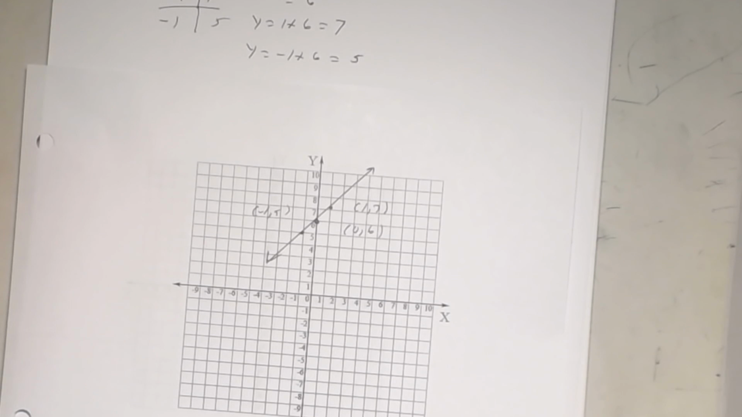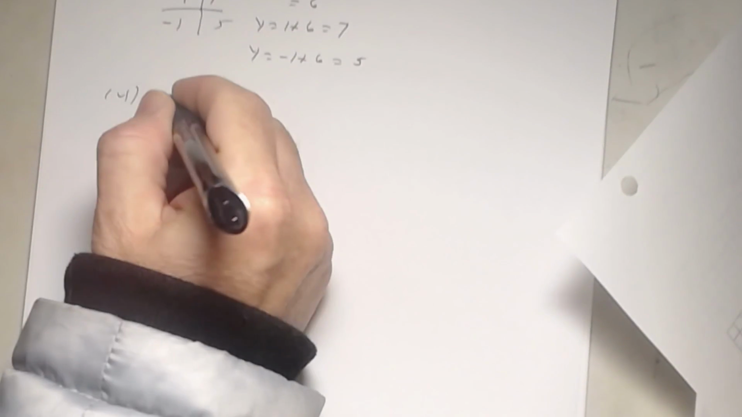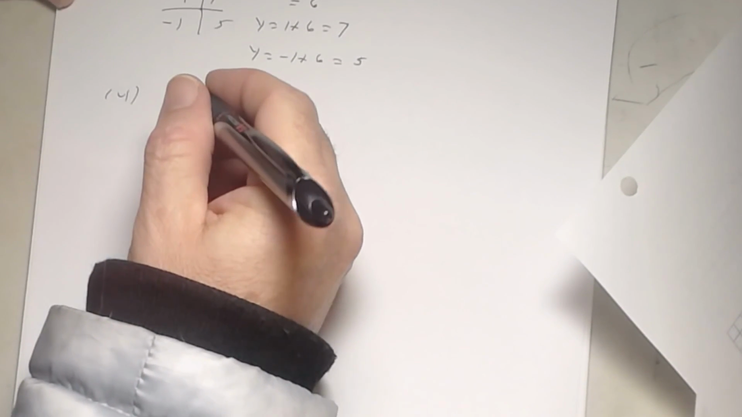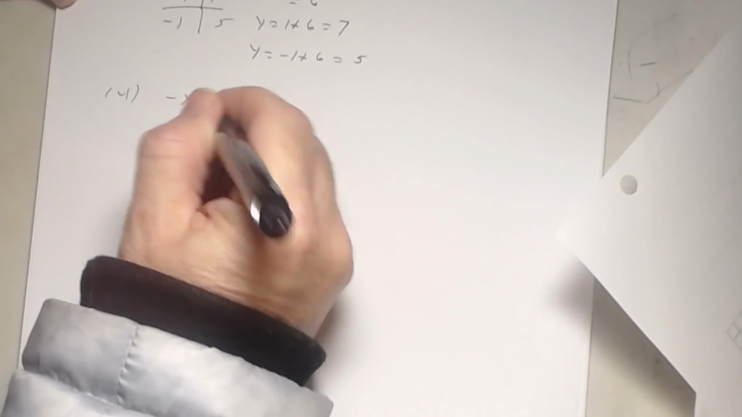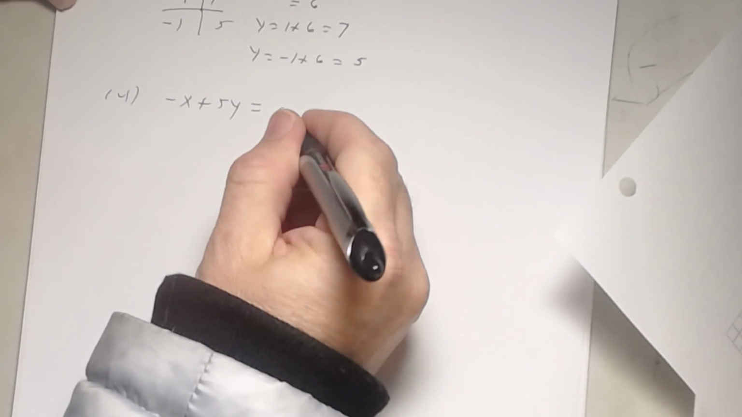All right, now let's look at number 14. Okay, now you have negative x plus 5y equal 5. Negative x plus 5y equal 5.